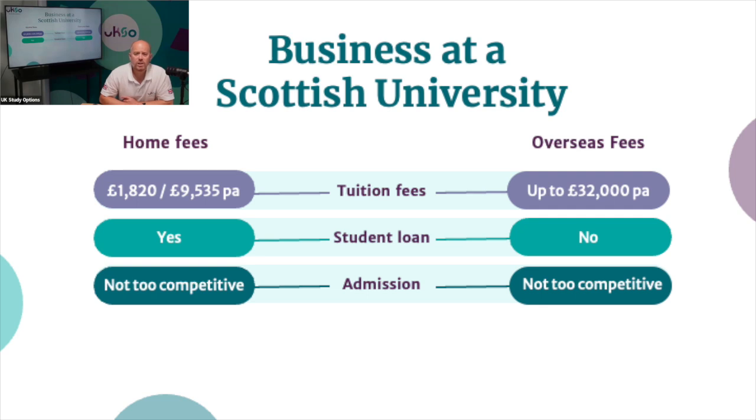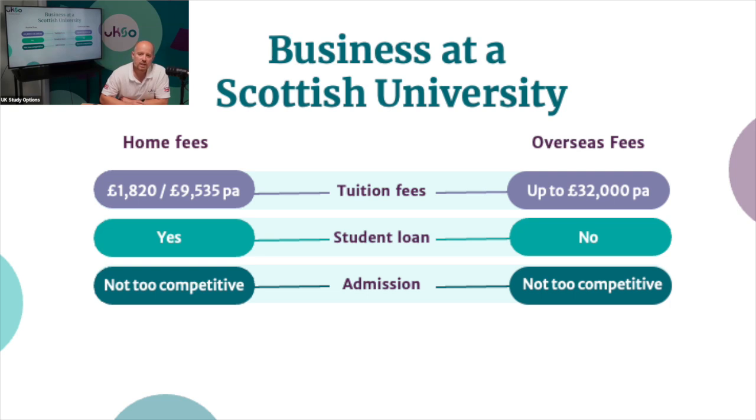The student loan is on the same basis as the previous example. So home students do have the ability to apply for and get student finance, get that student loan from the government. Not guaranteed, but you're a good chance of success with that financial support. These are not available to overseas fee-paying students. They are reserved for home students.